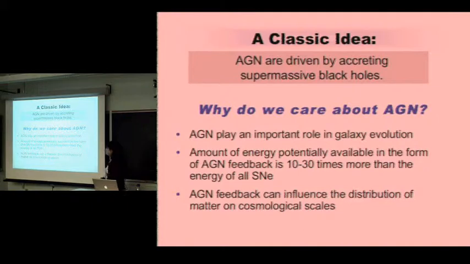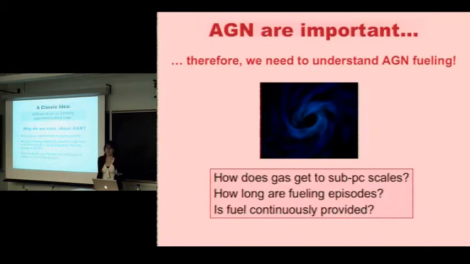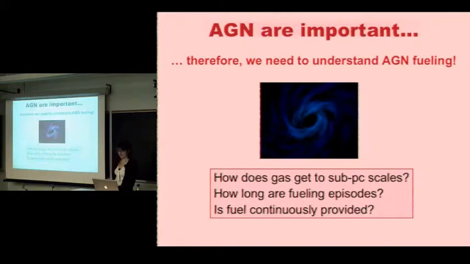The amount of energy potentially available in the form of AGN feedback is huge, at least at high redshift where you have more AGN. This is an optimistic estimate, but still, there's a lot of energy in AGN feedback, and it's not clear how much there is because we don't really know what the efficiency of AGN feedback is in the real world. But if the efficiency is significant, AGN feedback could potentially influence the distribution of matter on larger scales, not just within the galaxy, but in the environment of the galaxy as well. We see evidence for this in clusters, for example, where AGN heat up the intracluster medium. So AGN are probably important.